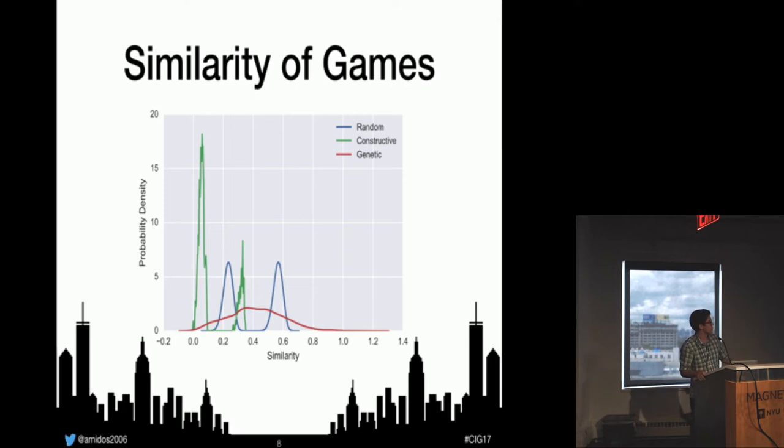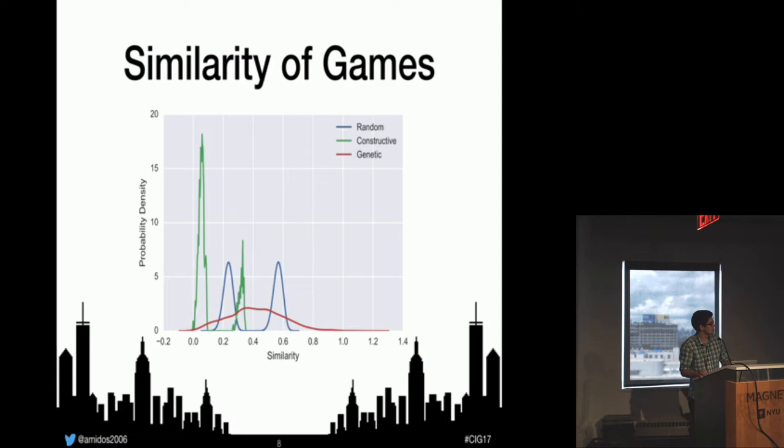And then we have it by population density. The similarity is measured by comparing all of the interaction rules inside of a game with all the other interaction rules of all the other games within the same generator's population, so all the random games are compared to all the other random games, and then picking the most similar game to it.